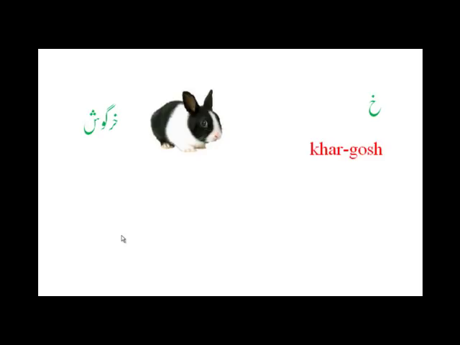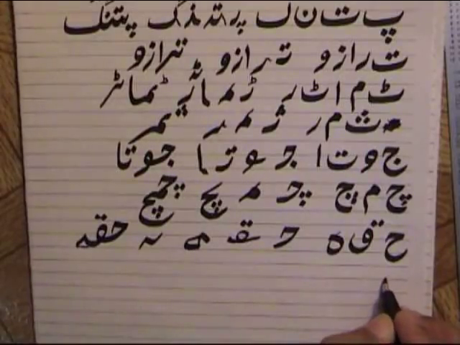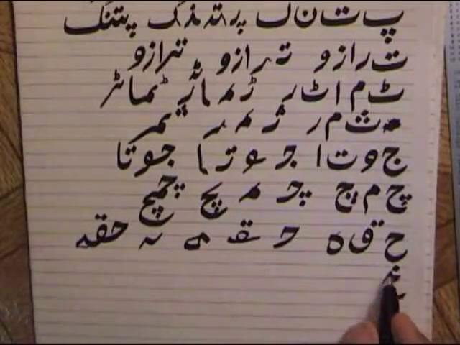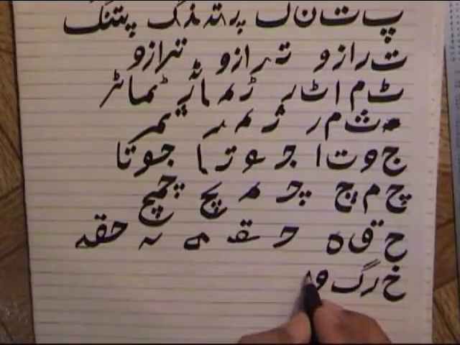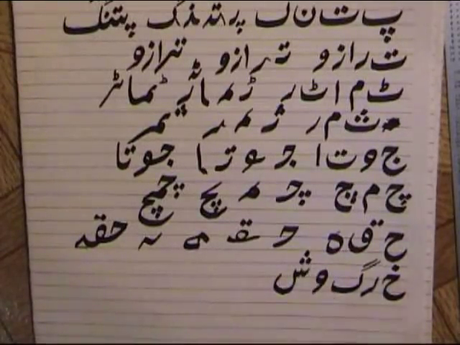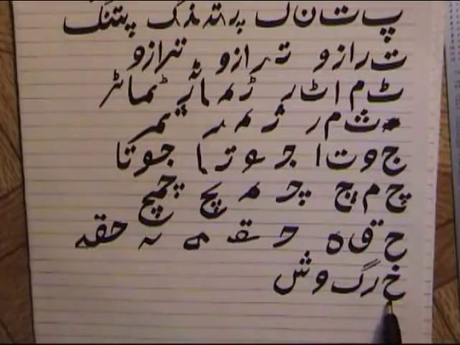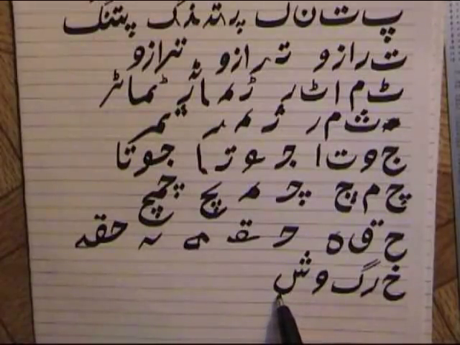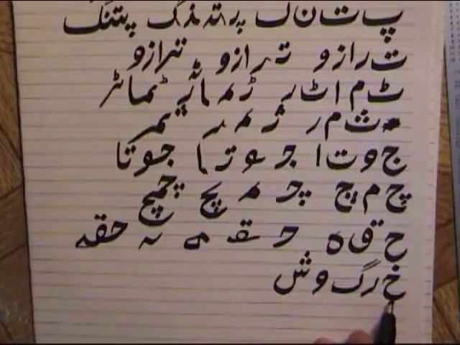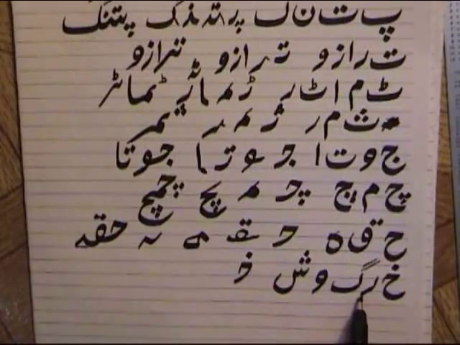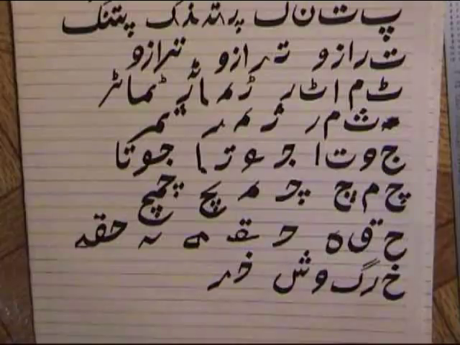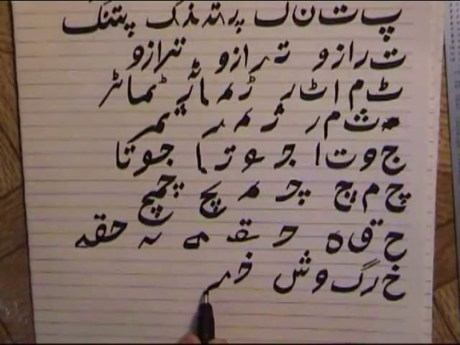Khe khargosh, rabbit. Khe khargosh. We need khe sound, khe, khar, then re, then gaf, khargosh, and then sheen. Now khe is connector, re is non-connector, gaf is connector, vowel is non-connector, and sheen is connector. So khe is connector, it will assume initial position. Re is non-connector, so it will assume final position, re. So we cannot connect any letter after re, so there is a break.